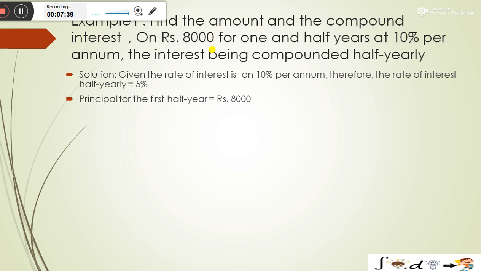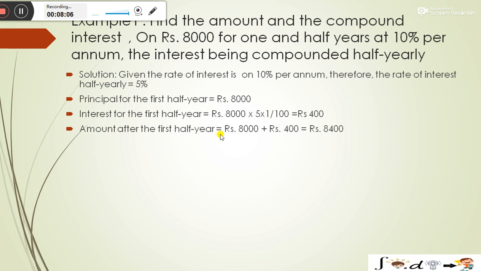And now principal for the first half year, that is 8,000. Rate of interest, that is 10% per annum given है, लेकिन हाफ ईयर के लिए हम क्या कंसीडर करेंगे? 5%. तो इंटरेस्ट इज PRT, 8,000 into rate 5 into 1, क्योंकि 6 month 1 half year, divided by 100, that means we get 400. And amount after first half year 8,000 plus rupees 400, that is equal to rupees 8,400.